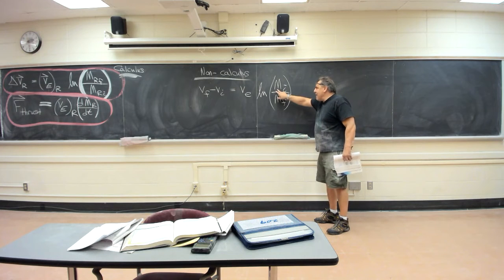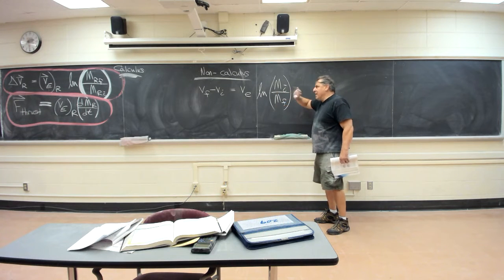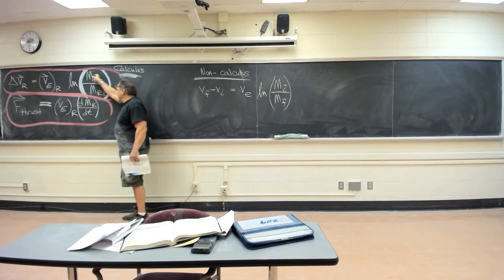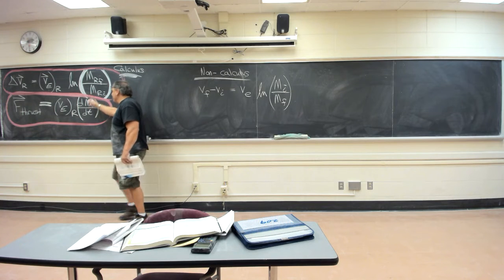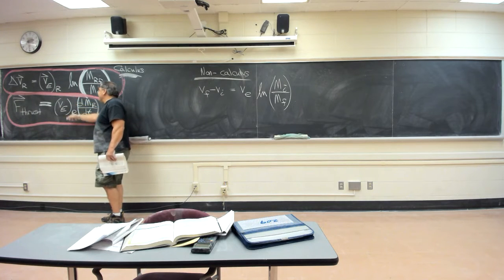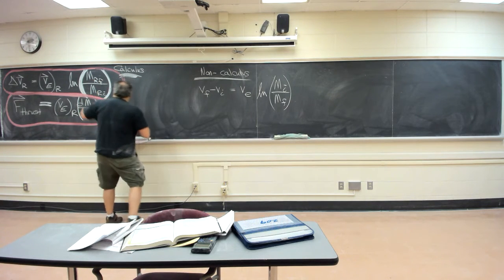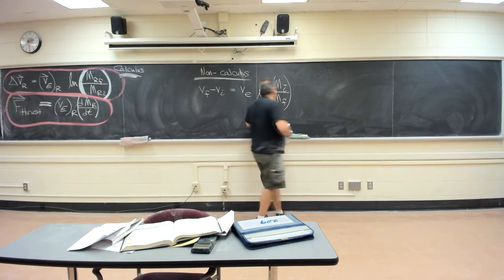Initially, the rocket's got more mass than it finally has. Wait a minute, what were we doing? Yeah, I said afterwards it's got less mass than it initially had. Small divided by big is a number less than 1, still positive. The natural logarithm of a number less than 1 is a negative answer. If you flip these upside down, it's not going to be a number less than 1, it's going to be a number bigger than 1.